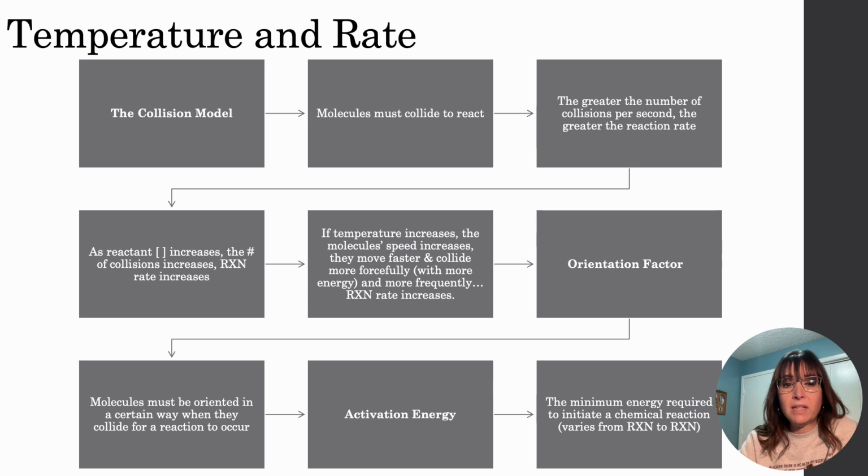Let's take a moment and revisit temperature and rate just one more time. So the collision model says that molecules must collide to react. The greater the number of collisions per second, the greater the reaction rate. And as the concentration increases, the number of collisions are going to increase, and therefore the reaction rate will increase. Well, if you increase the temperature, particles have a faster speed. They're going to move faster. They're going to collide more often, more forcefully, meaning with enough energy in the right orientation, and reaction rate's going to increase. And don't forget about the orientation factor. They have to collide in the right orientation in order for a reaction to occur. So just because two things bump into each other doesn't mean you get a reaction.